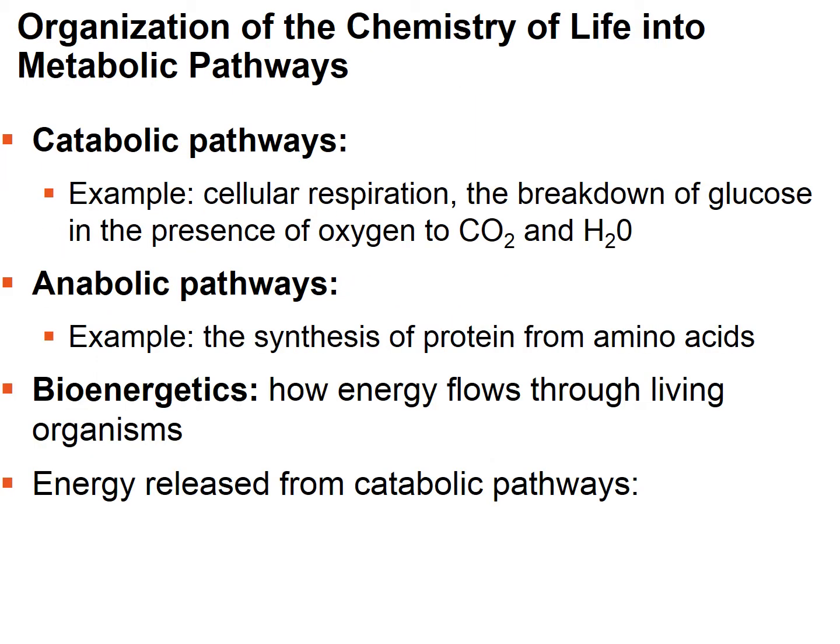There are two kinds of metabolic pathways, catabolic and anabolic. Catabolic pathways release energy by breaking down complex molecules into simpler ones. So for example, cellular respiration, it's the breakdown of glucose in the presence of oxygen to carbon dioxide and water. Anabolic pathways involve the consumption of energy, so they use energy to build complex molecules from simpler ones. An example of this is making a protein from amino acids.